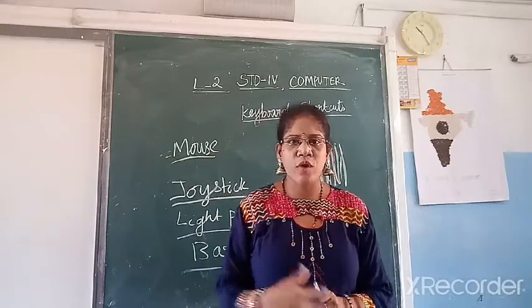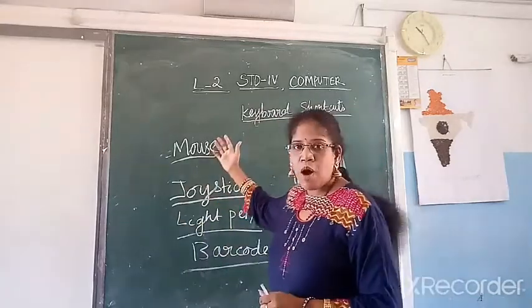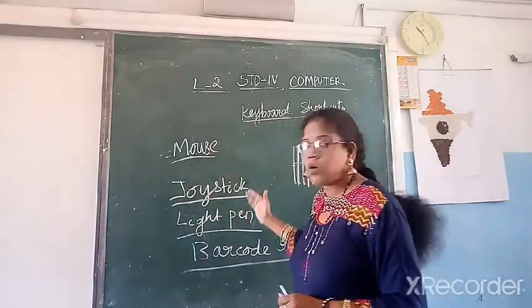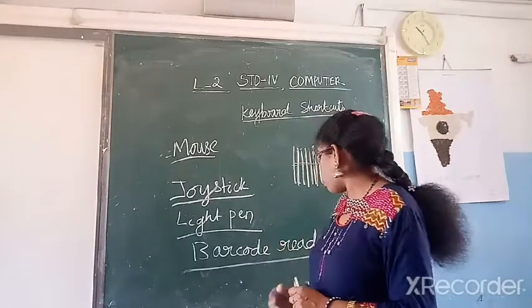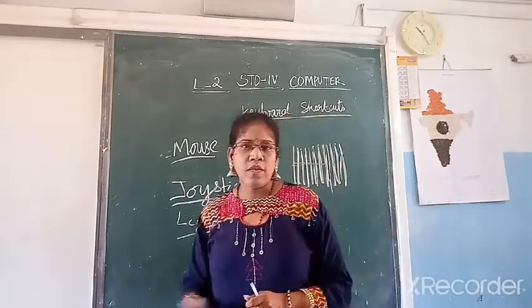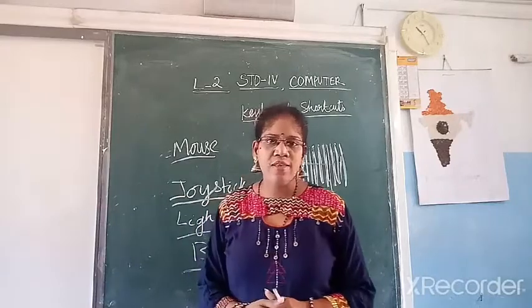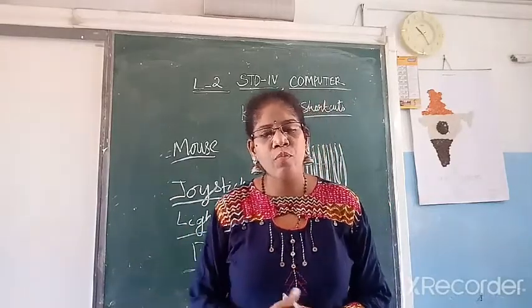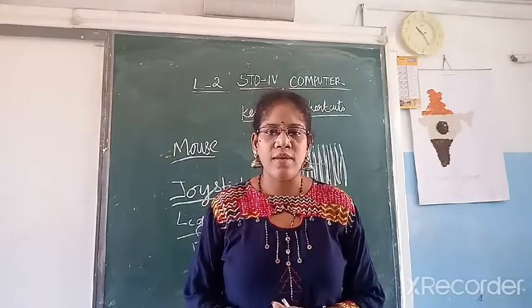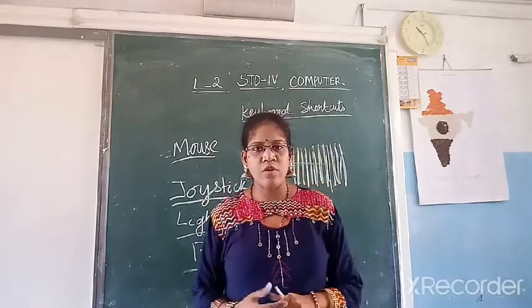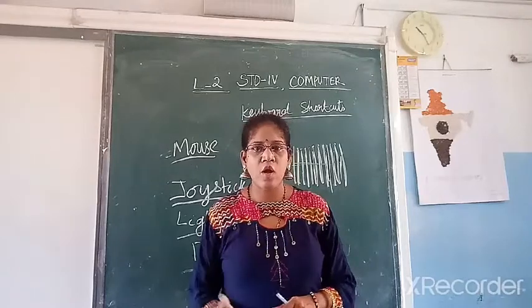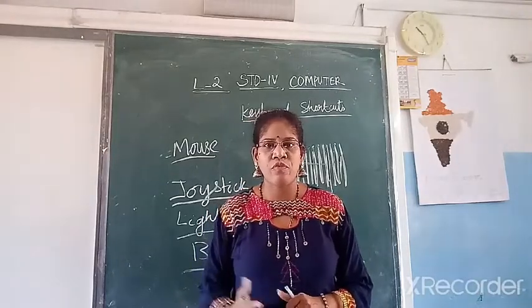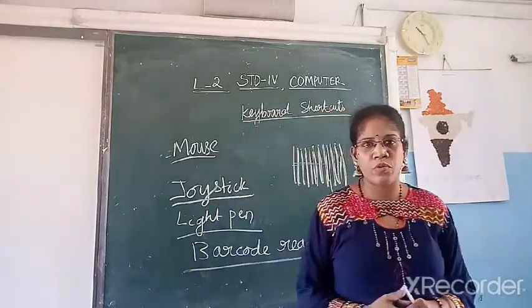Hope, students, you have understood what a mouse, a joystick, a light pen and a barcode reader are. These are all input devices. They are all also known as pointing devices. We have one more device, that is the scanner. In my next class, I will tell you about the scanner: how many types of scanner there are, what the different scanners are, and how they are used.